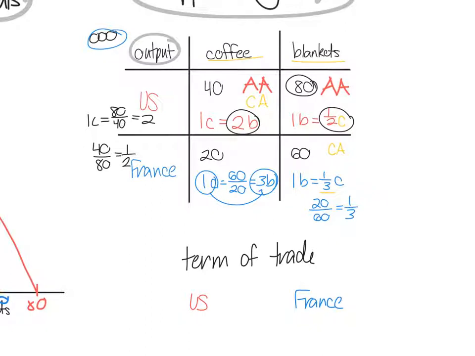So to find the best terms of trade for both countries, we need to look back to the opportunity cost. So the US wants to gain something, so they're going to be trading 2 coffees. And with France, we also want to be gaining blankets, so that's going to be trading 5 blankets. It's a win-win situation for both countries.